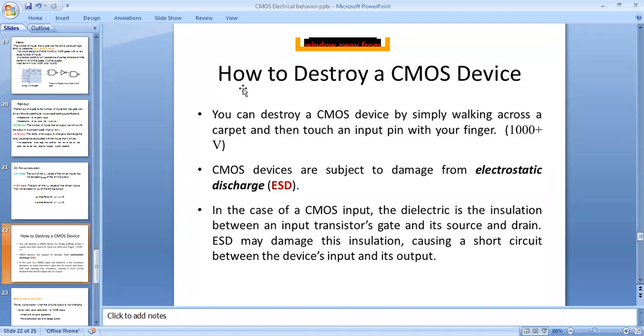Similarly, our CMOS also burns in some ways. If we want to destroy a CMOS device, how is it possible? With the help of 2 methods, we destroy a CMOS device. So one method is electrostatic discharge. CMOS devices are subjected to damage from electrostatic discharge.